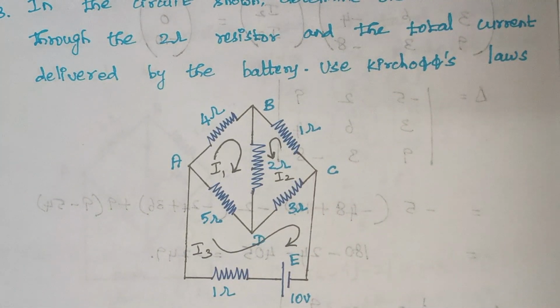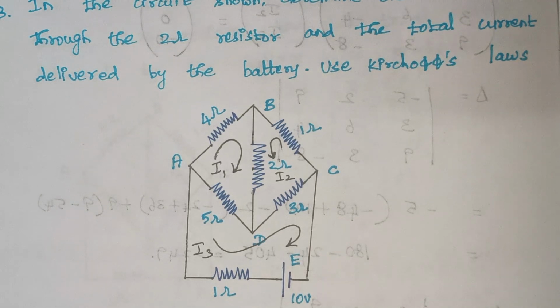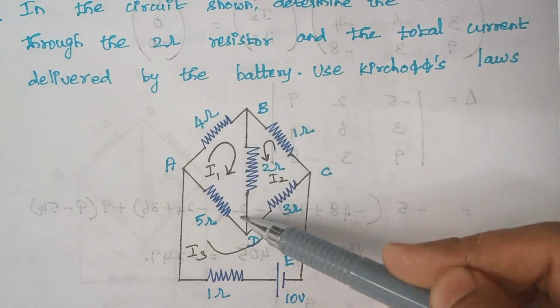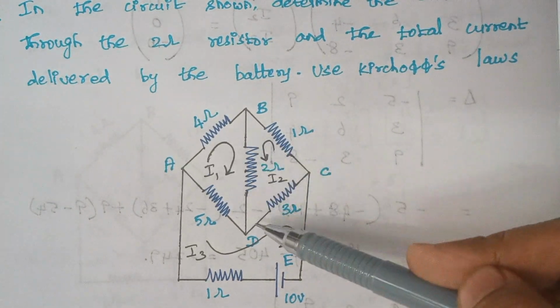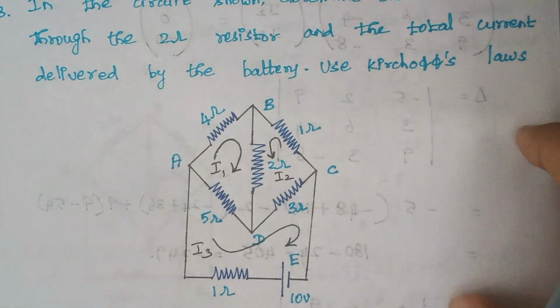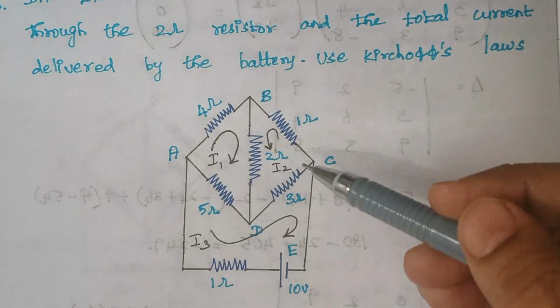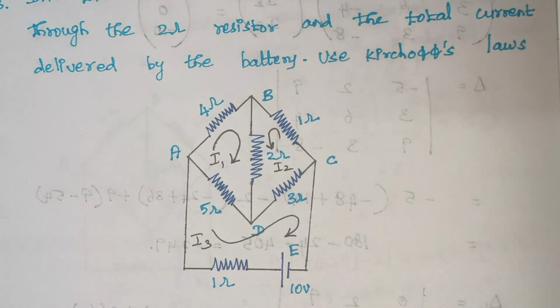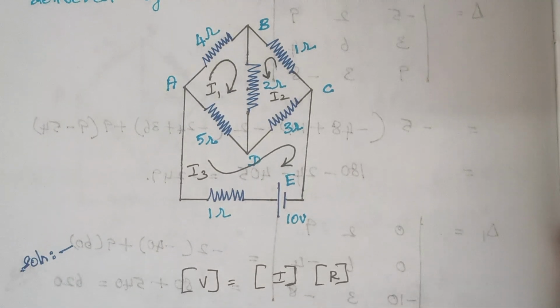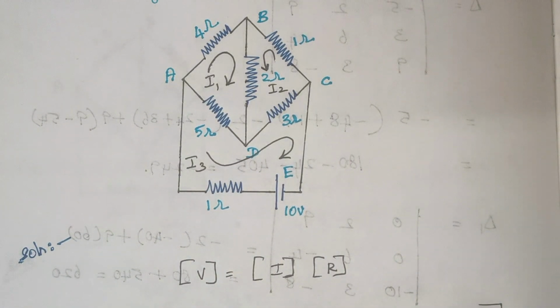Here we are assuming currents by our own assumption. I am assuming the current flowing through this closed path as I1, this closed path as I2 and this closed path as I3. Now, we are going to frame expressions in the matrix form, by using Cramer's rule. What is the basic Ohm's law? It is nothing but V is equal to IR.